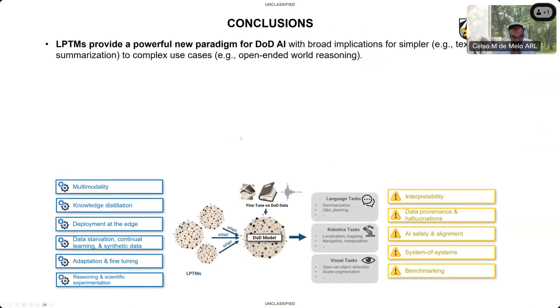Okay, conclusions. So LPTMs, GenAI introduces a powerful new paradigm for AI with lots of implications for, let's say, simpler use cases such as text summarization to more complex use cases, things like open-ended world reasoning. Now here, by the way, I just wanted to say one thing about simpler. Simpler doesn't mean it's any less important.